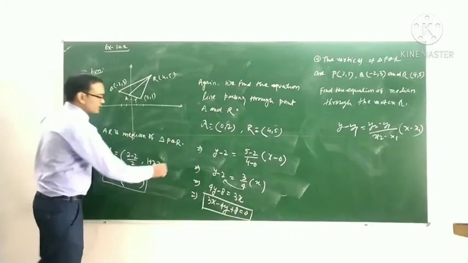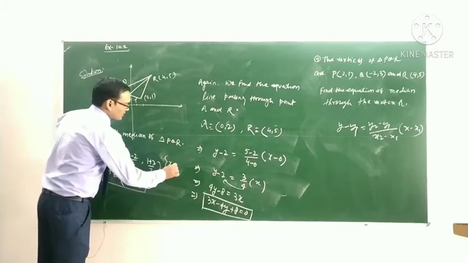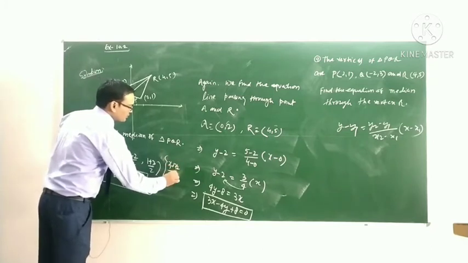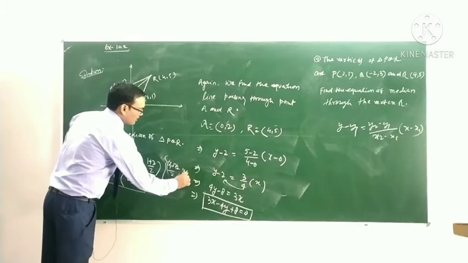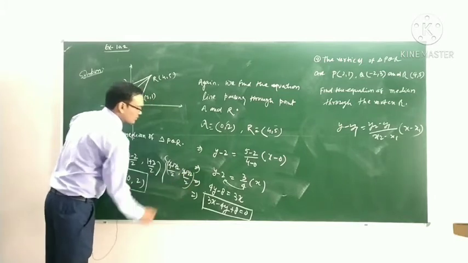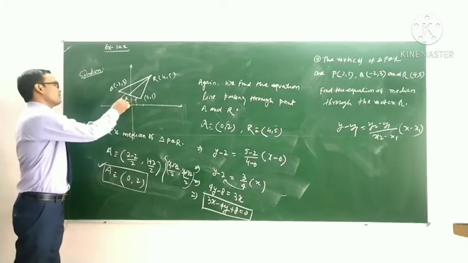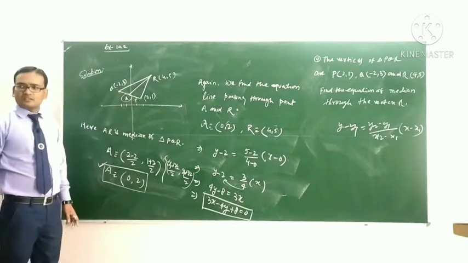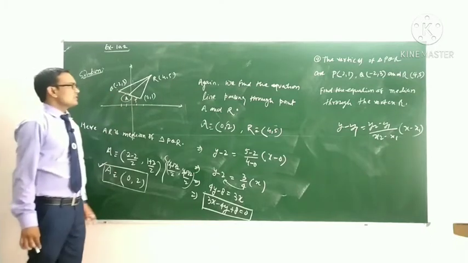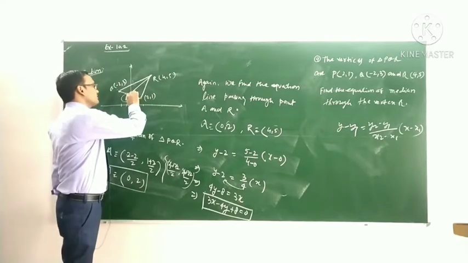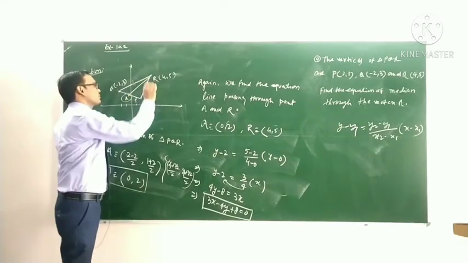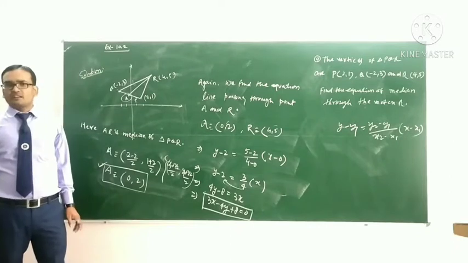Here, using the formula x1 plus x2 by 2, y1 plus y2 by 2, we find the coordinate of point A, and then we find the equation of the line passing through the points A and R.